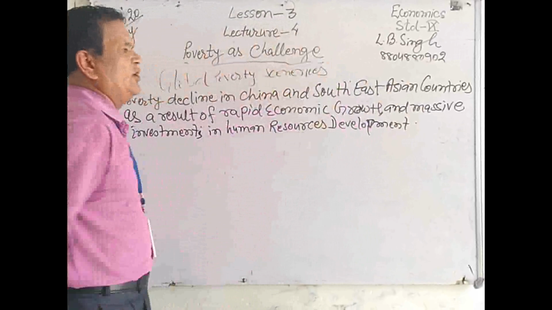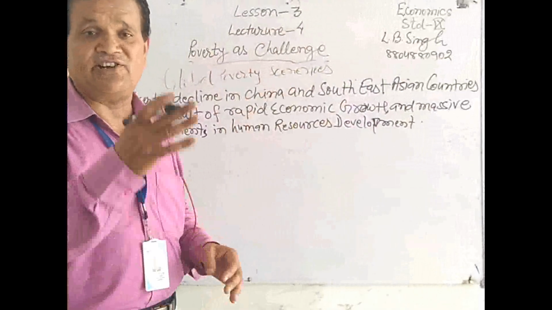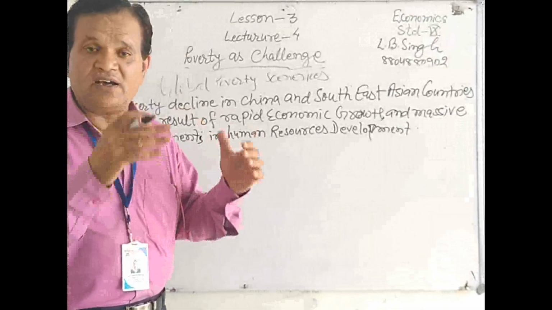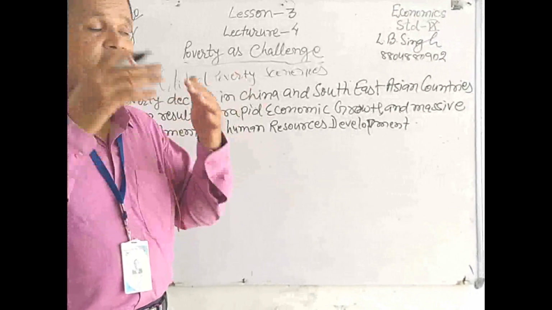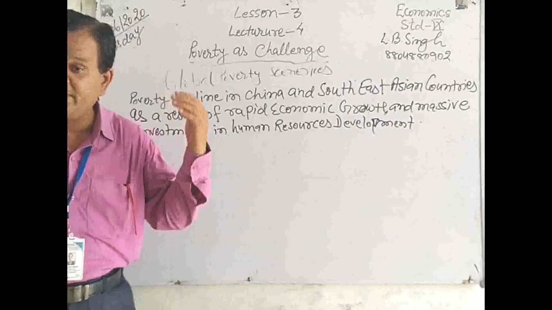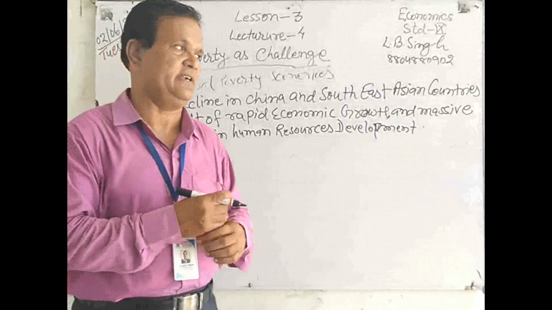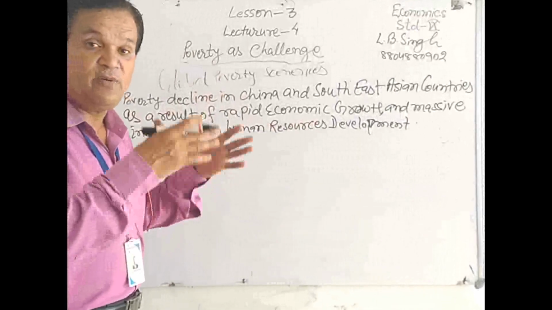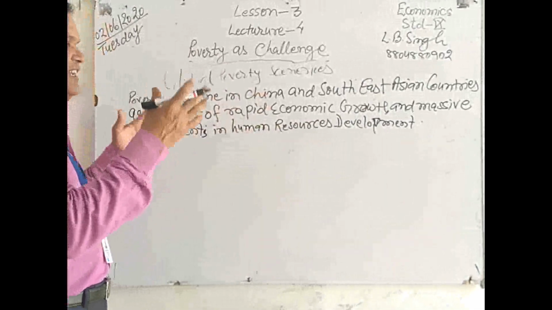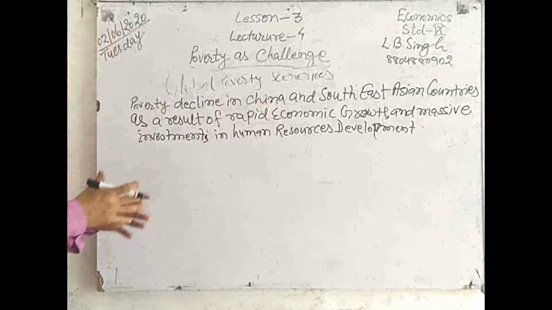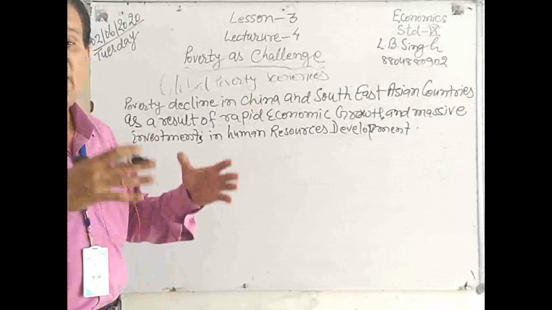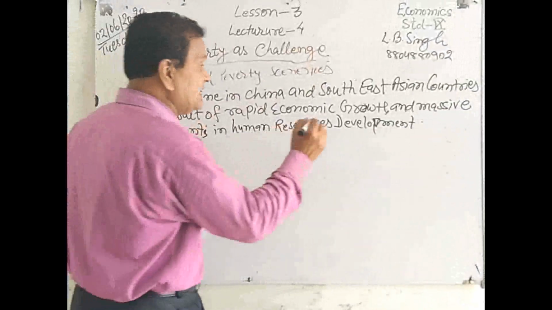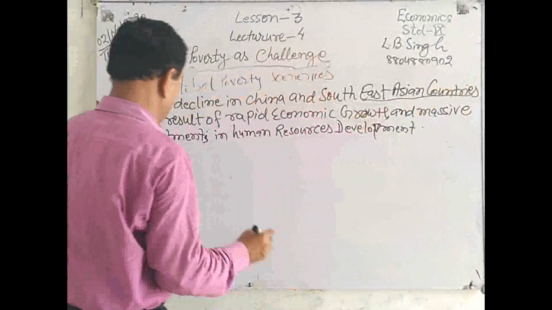Do you know this thing? I have told you, China is the most populous country in the world. Have you heard the name of Russia also? Russia is the largest country and a technically developed country. How have they developed? We have discussed that. That means these countries have utilized their human power, human resources, and there was massive investment in development. So they have become developed countries. Now we have to discuss East Asian countries.